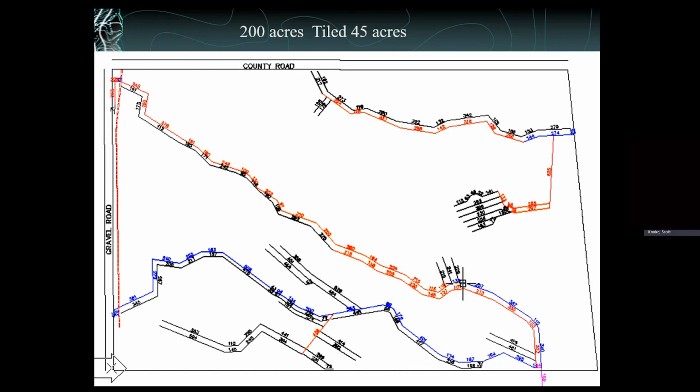In some areas, you don't need to tile the whole field with pattern tile. So we use targeted drainage. This is a natural field. These are the drainage ways that are tiled on both sides. And the different colored lines and the different size tile are because they're intercepting some of the flow that comes from higher elevation.